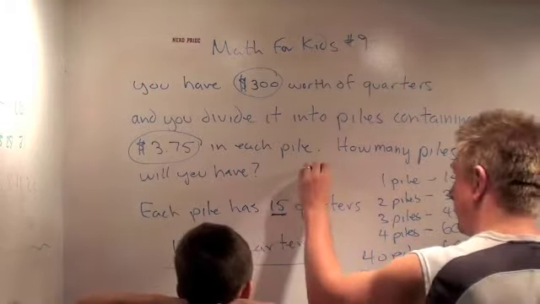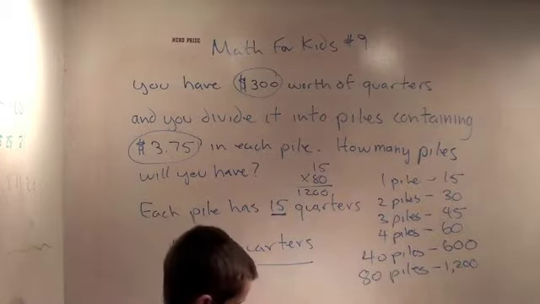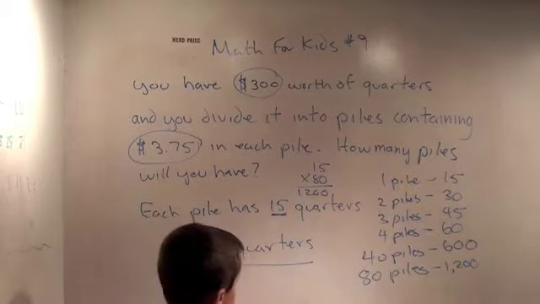Are we sure that 80 times 15 is 1,200? Well, to make sure, we'll do 80 times 10, which is 800, and 5 times 80 is 400. So it's 800 plus 400, which is 1,200. Okay, so good. That was a good check.